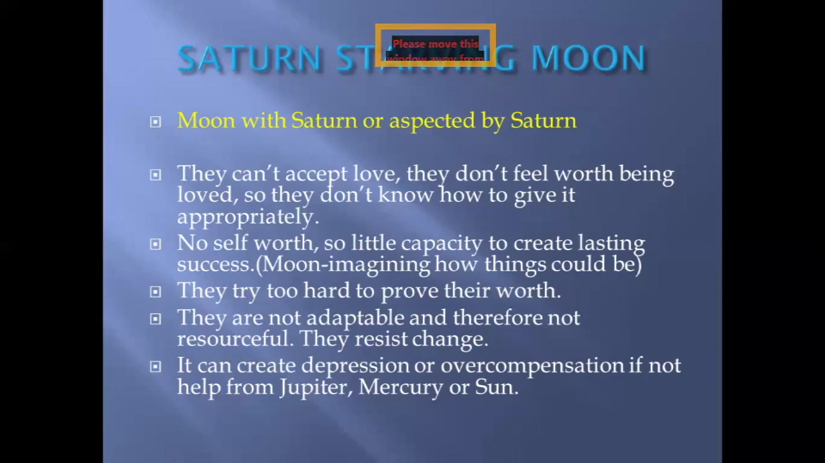They will also try too hard to prove their worth. And they will not have the ability to adapt. And so they will always resist change and they will not be resourceful. This Avashta can create a bit of depression, and people could also overcompensate if they're not getting help from Jupiter, Mercury on this or the Sun.